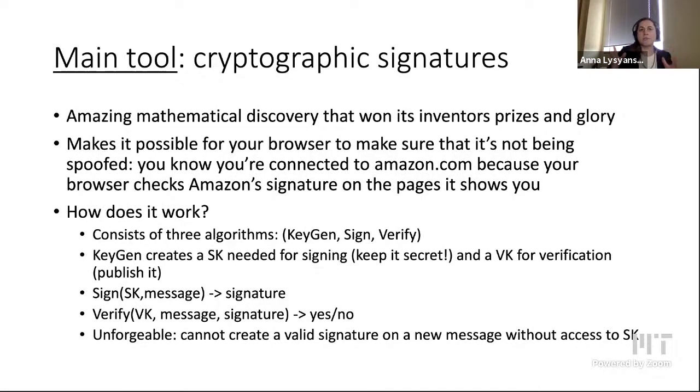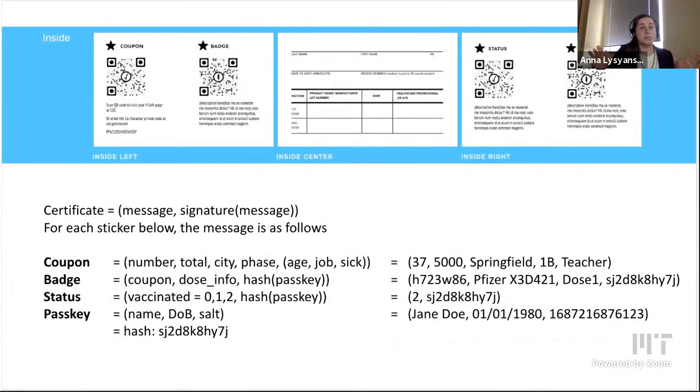And it consists of an algorithm that generates keys, an algorithm for signing, for authenticating a document, and an algorithm for verifying a digital signature. And you cannot create a signature on a new message without access to the secret key. So with all of that in mind, this is the same slide you've already seen in Ramesh's presentation. This is how our protocol works.